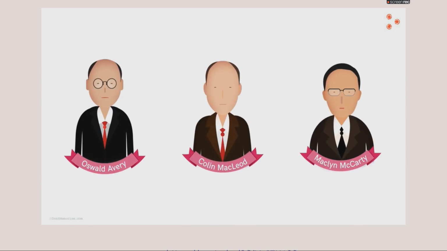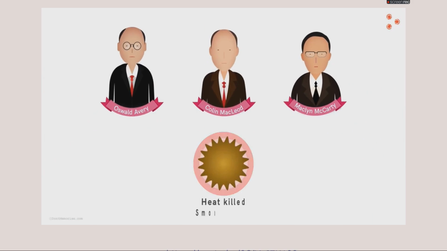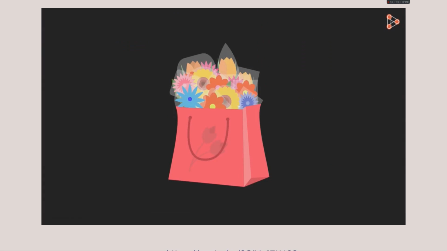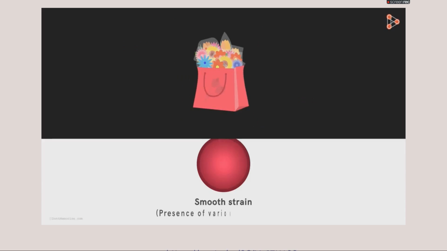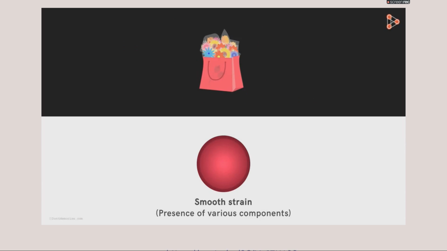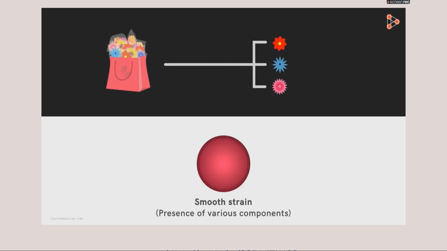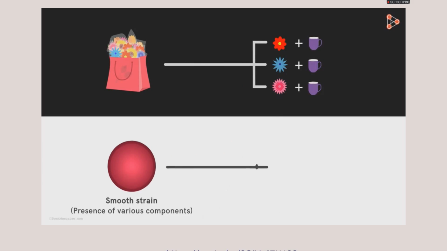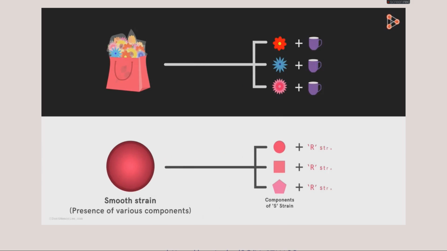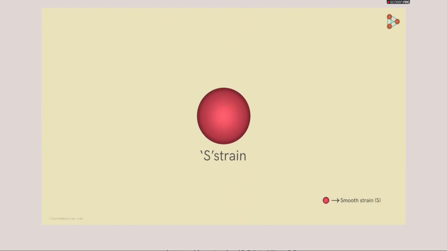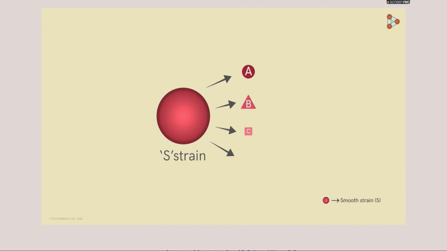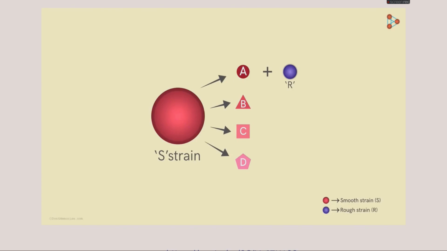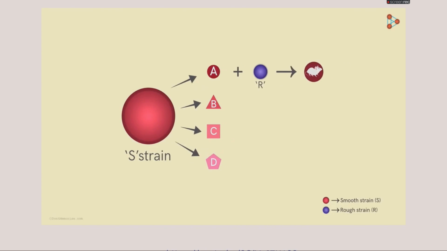So the 3 scientists thought of planning the experiment by targeting the heat-killed smooth strain. Just like a bag filled with flowers, the smooth strain cells had various chemical components in them. And just like how we had to examine the touch of individual flowers, the scientists mixed every single chemical component individually with the rough strain. So let's say this smooth strain cell had these 4 components A, B, C and D in it. They mixed the component A with the rough strain and injected it in a live mouse. Similarly, they mixed all the other components individually with the rough strains and injected the mixtures in different mice.